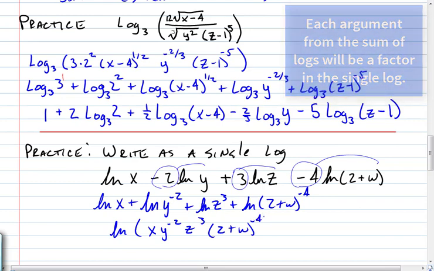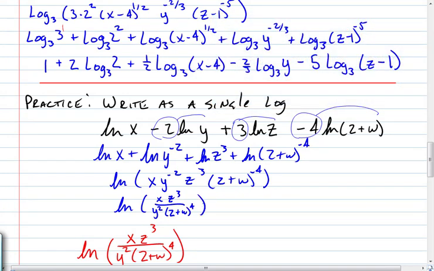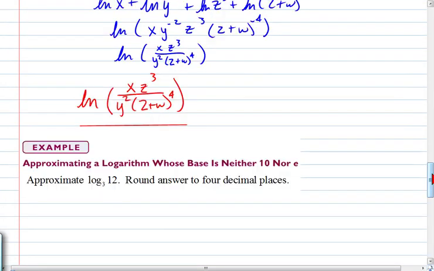And that's going to give us x, y to the negative 2, z to the third, (2 plus w) to the negative 4. And then we want to get rid of the negative exponents. And that's going to give us the natural log of: anything with a positive exponent stays on top. Anything with a negative exponent gets made positive by moving it into the denominator. And that's what we got for our answer down here.